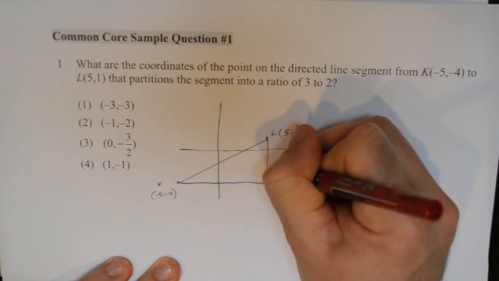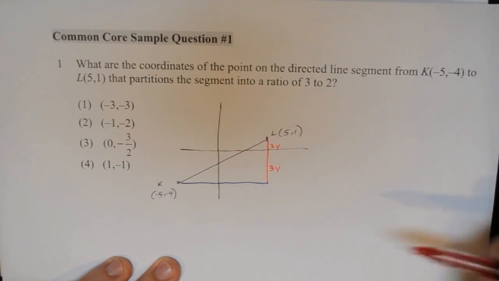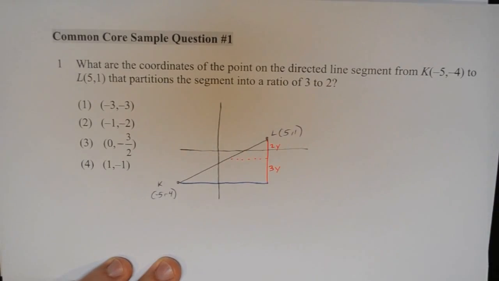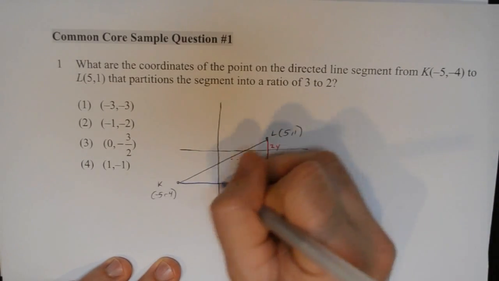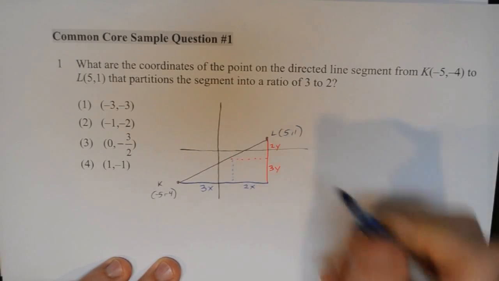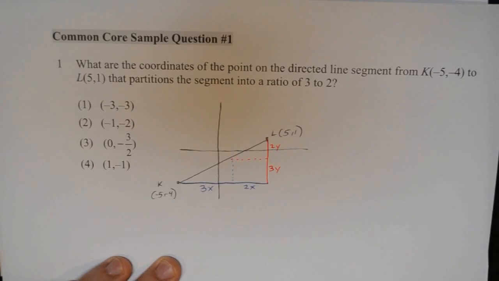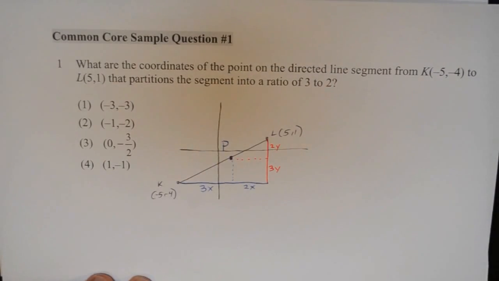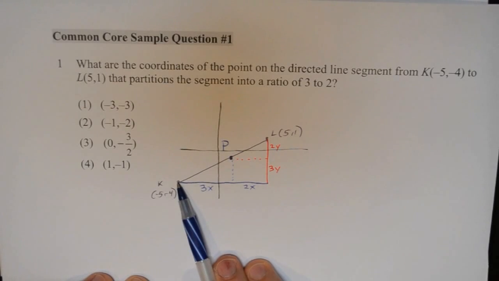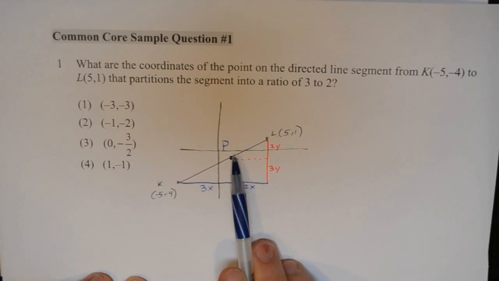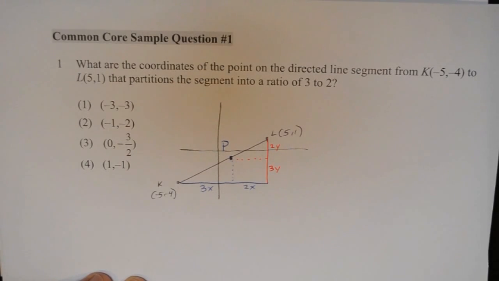So if I could imagine there's some point on the side here that divides my y into the ratio 3 to 2, maybe that's about there, and there's some point that divides my x into the ratio 3 to 2, let's say that's about there, I can label these pieces 3x, 2x, and 3y, 2y to help me see what's going on. Then this point right here, let's call it P, is the point that we're looking for. The point that if I go 3 to 2 on my change in x, and I go 3 to 2 on my change in y, that's going to give me 3 to 2 on the original line segment.